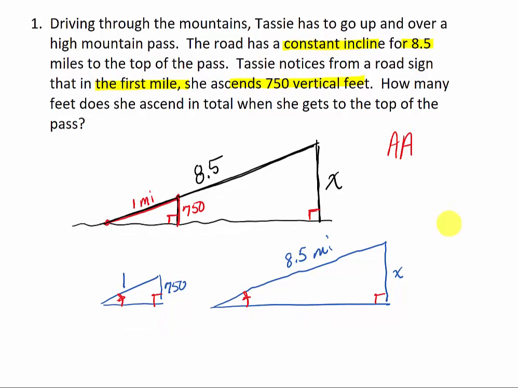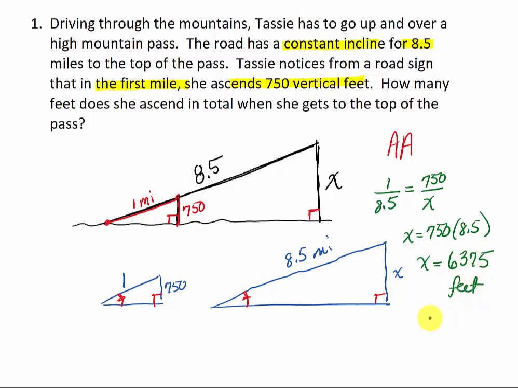So for this problem, our proportion is going to be, and again, there are many ways to set up a correct proportion. I'm going to set up 1 mile is to 8.5 miles as 750 vertical feet is to x vertical feet. And now I can say x is equal to 750 times 8.5. And when I put that into my calculator, I'm going to get that x is approximately 6,375 feet.